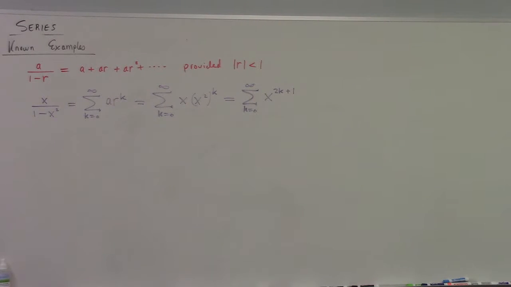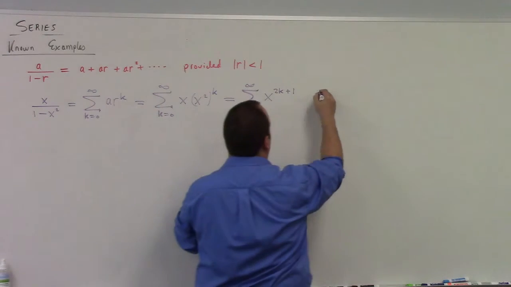Sorry, I like the way that came out. X over 1 minus x squared is that power series, right? Where? For what x? The magnitude of x is less than 1. Right.